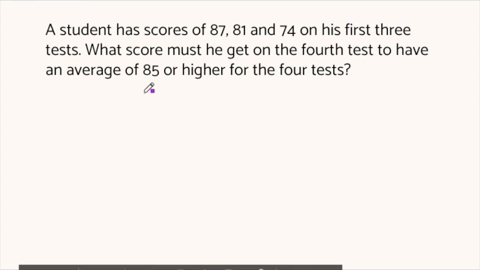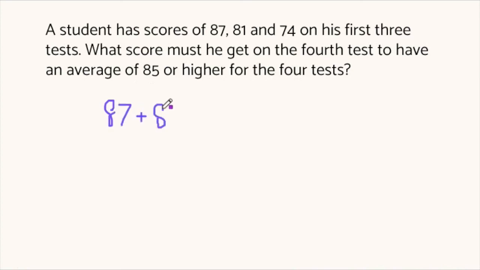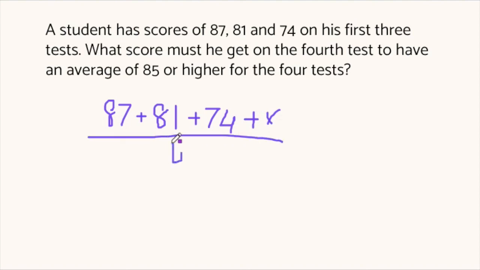In this case, our first test is going to be 87, second is 81, third is 74, and we don't know the 4th test. So let's put that as x. And because we have 4 tests, we're going to be dividing by 4. And we want the result to be 85 or higher. That means our answer is going to be greater than or equal to 85.